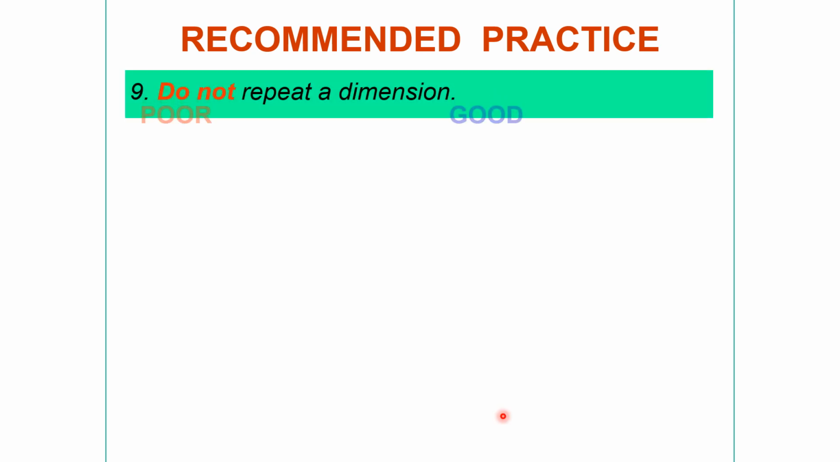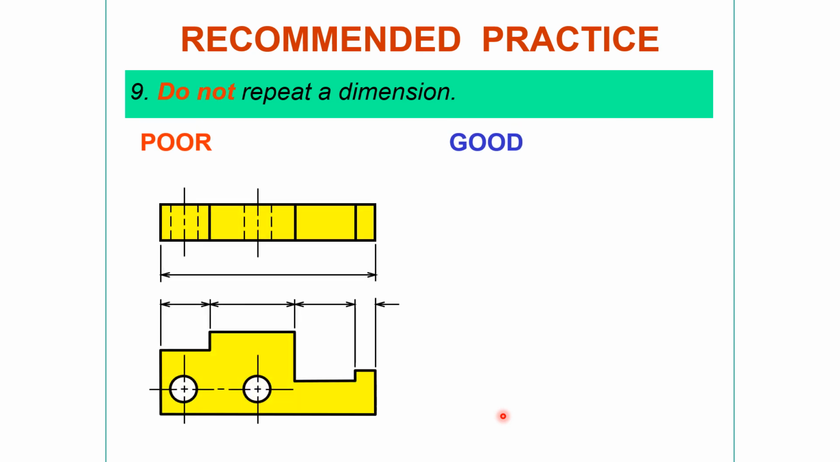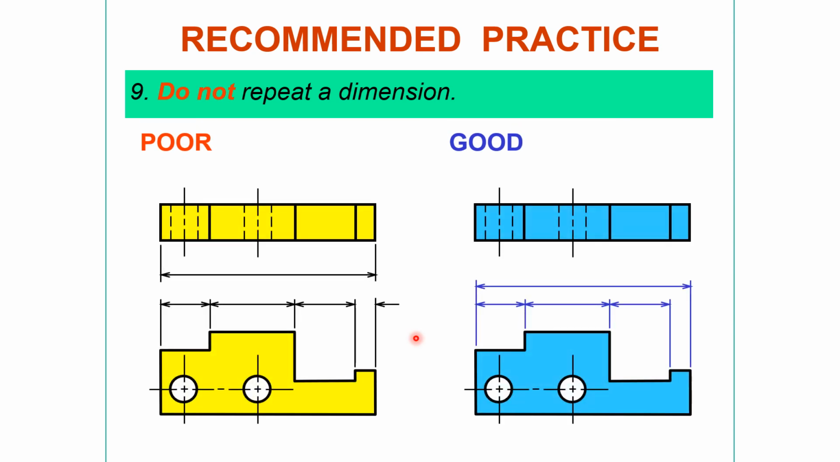Do not repeat the dimension. While you have dimensioned the object in one place, you do not have to repeat the same dimensioning in the other view. Like when you have mentioned the total length in this view, then you do not need to write it in the other view. Either is okay, but repeating is not a good practice.